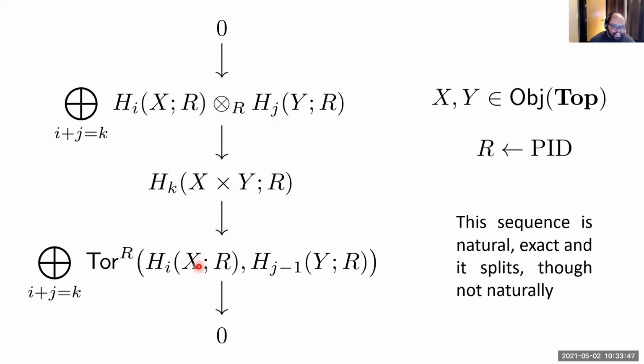And then the other term is the Tor of the homology of the terms, but with a degree 1 shift. So you have this short exact sequence. The short exact sequence splits, but the splitting cannot be chosen to be natural. Okay, so that is the traditional topological Künneth theorem that we all hopefully know and love.